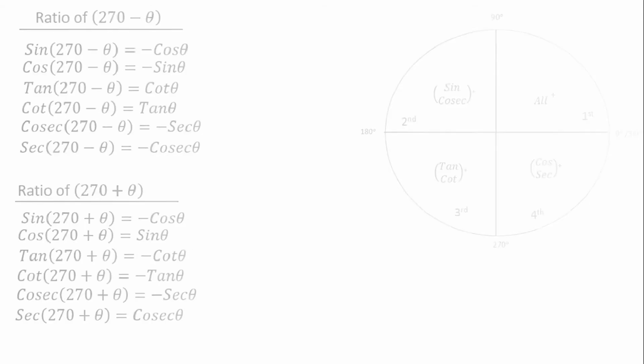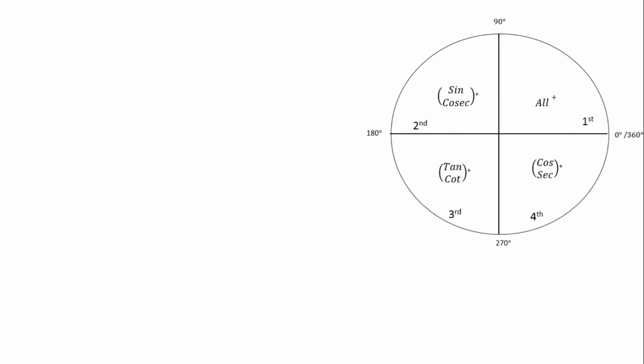Now let's see the 180 degree. In 180 degree the ratio will not be changed. Now again, 180 minus means second quadrant, and 180 plus means third quadrant. Minus means less than 180, so the angle will be from the second quadrant, and 180 plus means the angle will be from the third quadrant.